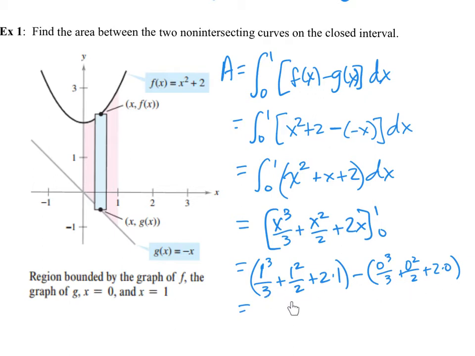So I'm not going to spend a lot of time in this video doing the arithmetic. I hope you trust me if I tell you that the answer is 17/6. So this is equal to 17/6. That's just getting a like denominator and doing the arithmetic. So what does that mean? That means that 17/6 is the area below f of x, above g of x, and bounded by x equals 0 and x equals 1.